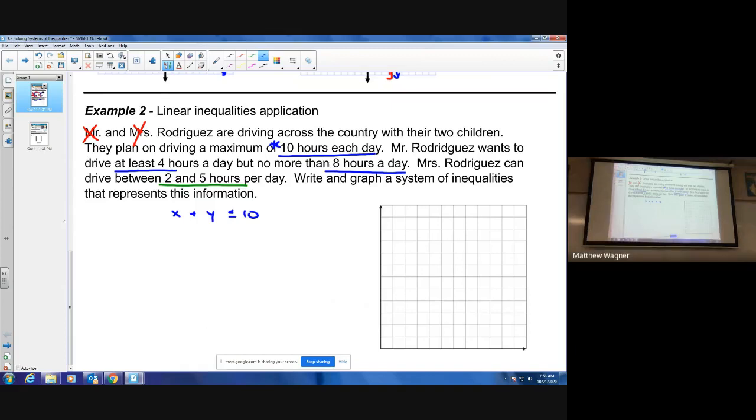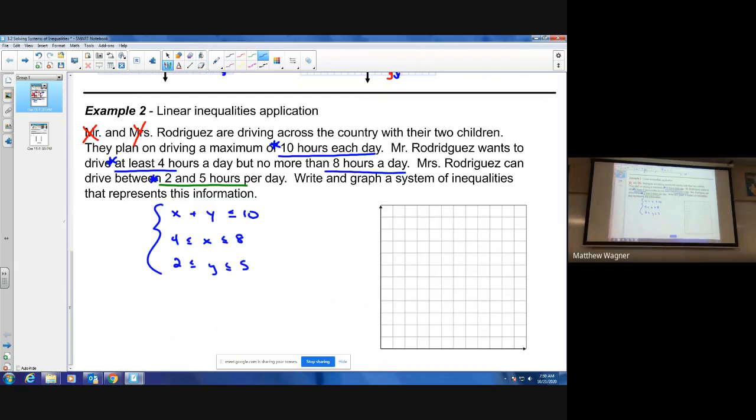Then continuing on, Mr. Rodriguez drives between 4 and 8. So we know that X must be between 4 and 8 hours. And then finally, Mrs. Rodriguez drives between 2 and 5. And that is my system of linear inequalities.